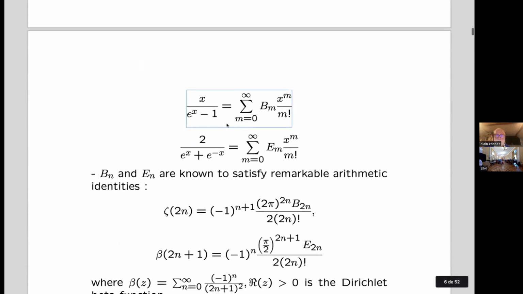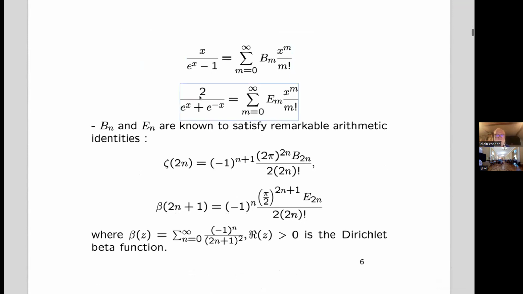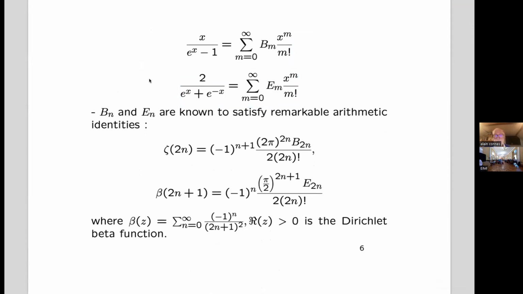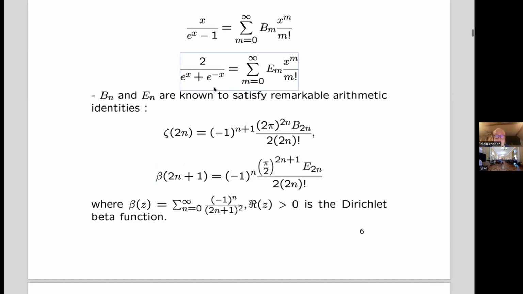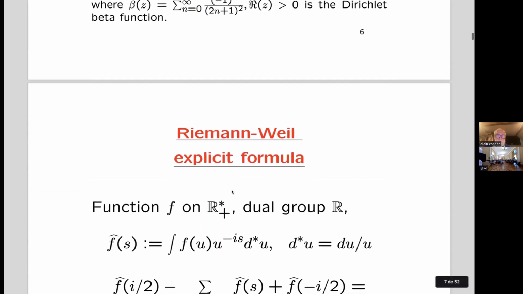To be more specific, the Bernoulli numbers are, of course, very well-known coefficients of the Taylor expansion of this function. And the Euler numbers are a variant. They are obtained when you look at the Taylor expansion of this function here. And they are known to satisfy remarkable arithmetic identities. For instance, the even zeta values, this is the origin of the Bernoulli numbers, are given by this formula, as was known to Euler. And the Euler numbers are related in the same way to the evaluation of a function, which is the Dirichlet beta function. It's a variant of the zeta function because you put a -1 to the n, so you have a nice convergence, and you have this, there should be a z.